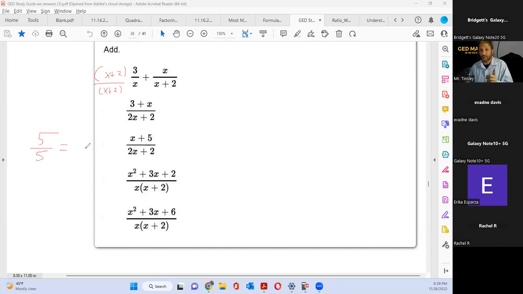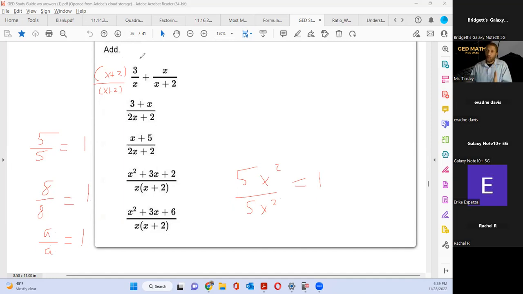5/5 is equal to what? One. One whole. 8/8 is what? One. A divided by A is what? One. What's 5x squared divided by 5x squared? One. So anything divided by itself is one. So when I'm multiplying x plus 2 over x plus 2, really I'm not changing the value. I'm only multiplying by one. We should also know anything times one is itself. We learned that.